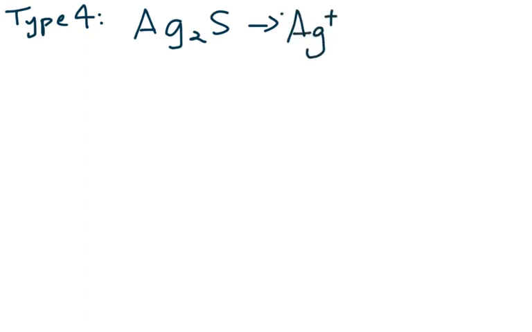So the first thing I'm going to do is dissociate. And I don't know what this is, so I'm going to call it X. I don't know what this is, I'm going to call it X because they have a 1-to-1 ratio. And this one's going to get called 2X because of the 2 in front.